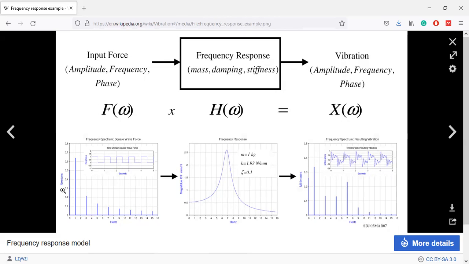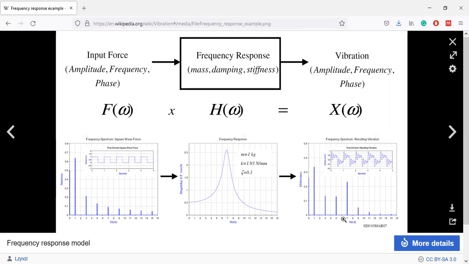Again, here there is a force in newtons, and this is the frequency spectrum, actually the square wave. The one which we have seen in the previous slide is this one. And then the frequency spectrum of the resulting vibration. This is the frequency spectrum of the vibration.